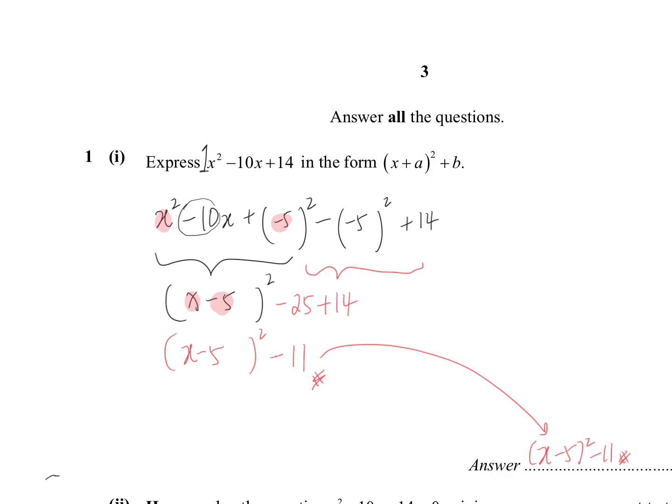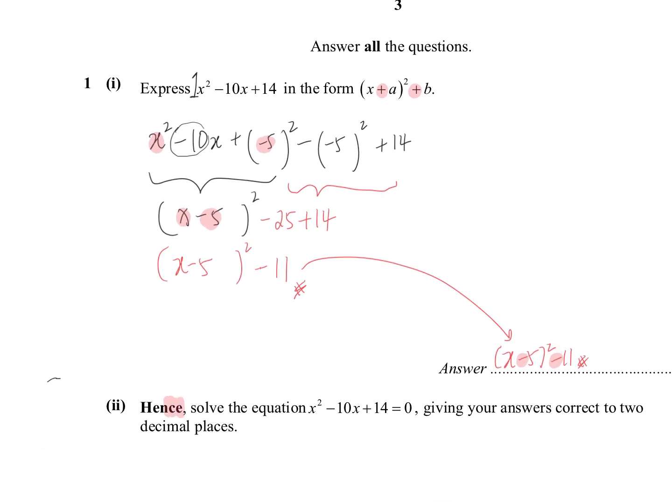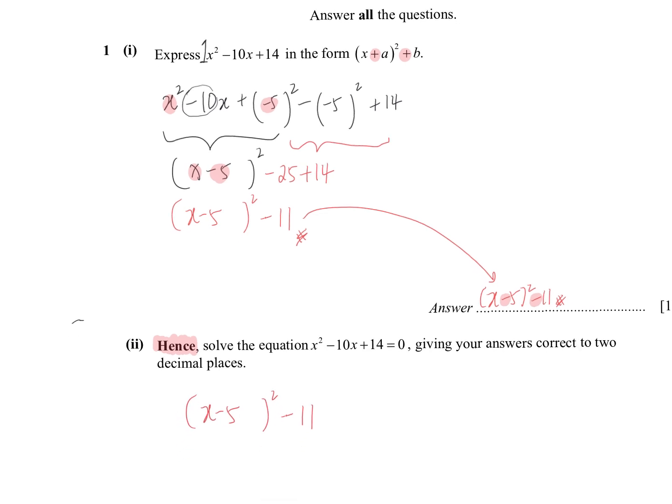So remember, like what I mentioned, even if it's a plus here, it is okay for it to be a negative here. Next one, when you see the word hence, they expect you to use the answer from here to solve. You cannot use quadratic formula. What if they say hence or otherwise? If they say hence or otherwise, then you can use every other method. But if they only say hence, you have to use this.